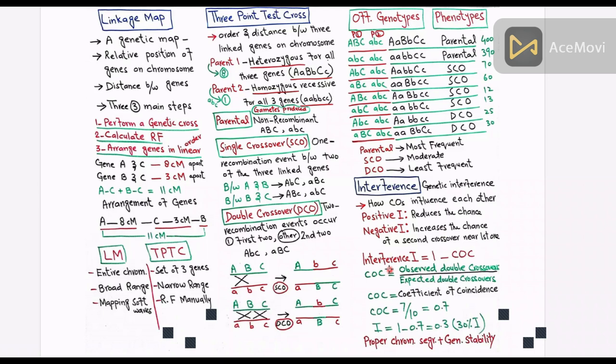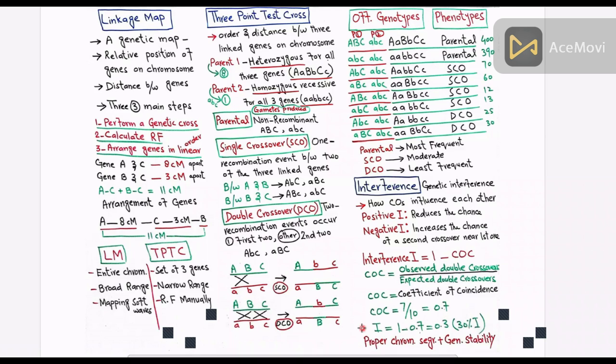Interference is measured by the coefficient of coincidence. The formula for interference is 1 minus COC. COC means coefficient of coincidence, and COC is equal to the observed double crossovers over the expected double crossovers. Let's have an example. If we have expected crossovers equal to 10 and observed 7, then COC is equal to 7 over 10, which is 0.7. If we put this value in the formula of interference, then 1 minus 0.7 is equal to 0.3, or 30% interference. This means only 30% fewer double crossovers occurred than expected due to the interference.